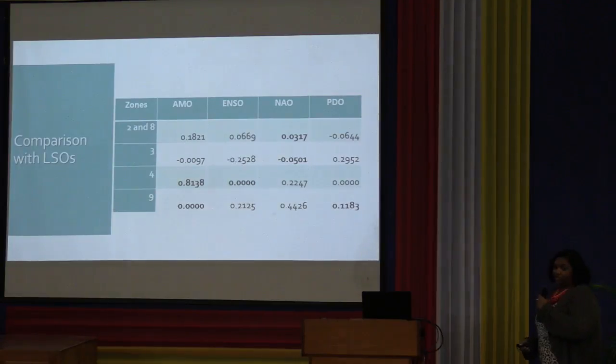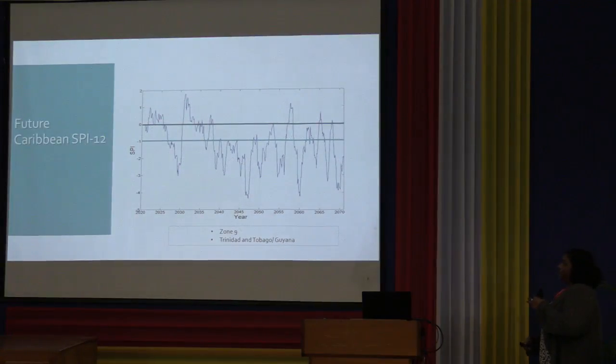So this is a correlation table. And AMO is strongly correlated with zone 4, which is Eastern Caribbean. But if you look at zone 9, not correlated with anything, really. Because the bold is the statistically significant. And the only statistically significant thing is this 0.11. So zone 9 is really just not affected by these four. But we'll continue looking at it anyway.